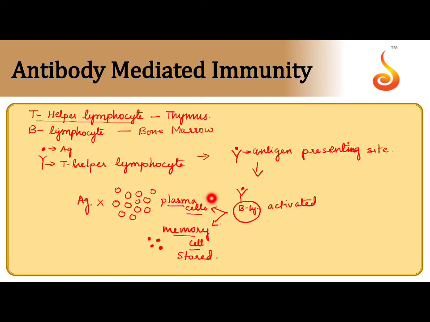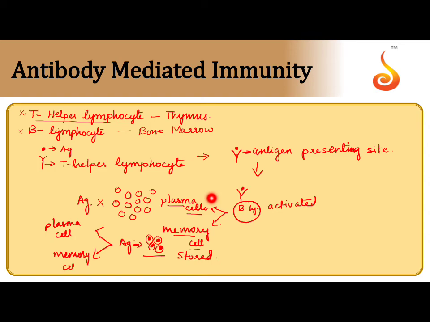Now assume a second time the antigen comes and enters. Say these are the memory cells here. So some of them are there, and again the antigen comes and affects them. This time I don't require T helper lymphocyte or B lymphocyte to be activated. Directly, the memory cells start dividing and produce a large number of plasma cells and memory cells.